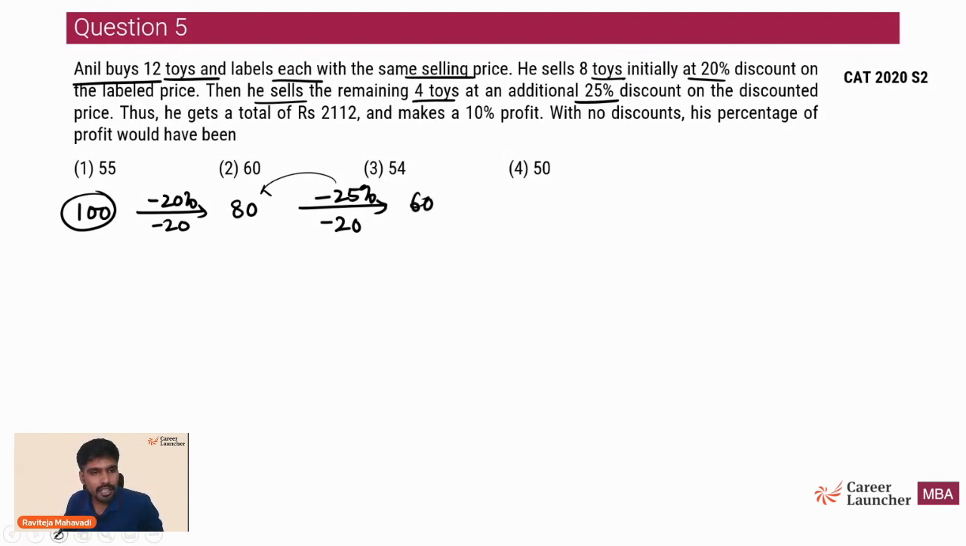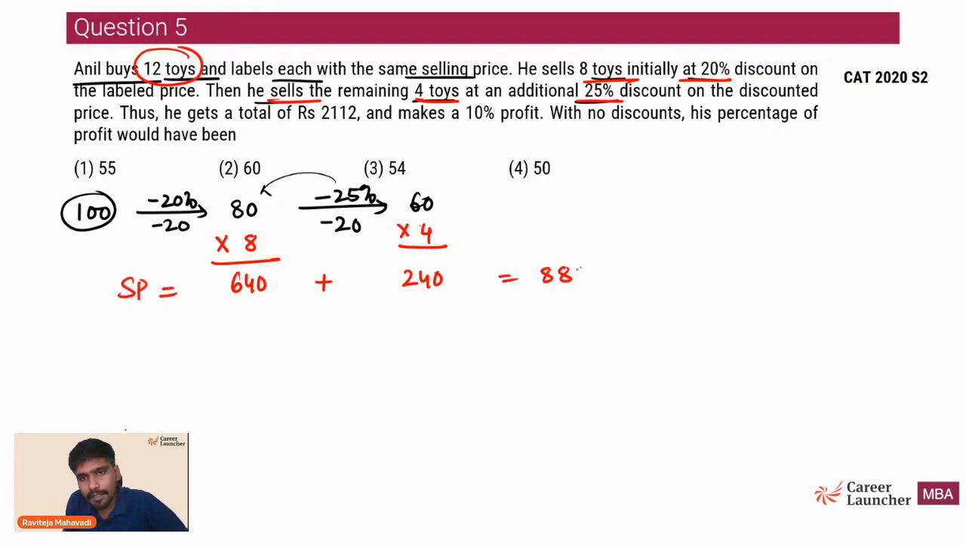So what is the question saying? Anil buys 12 toys. He sells 8 toys at an initial discount of 20%. So 8 toys he has sold at 80 rupees, so 640 rupees is what he will make out of this. The remaining 4 toys at an additional discount of 25%, so 4 toys we will sell at 60, which is 240. So the total selling price is 880.